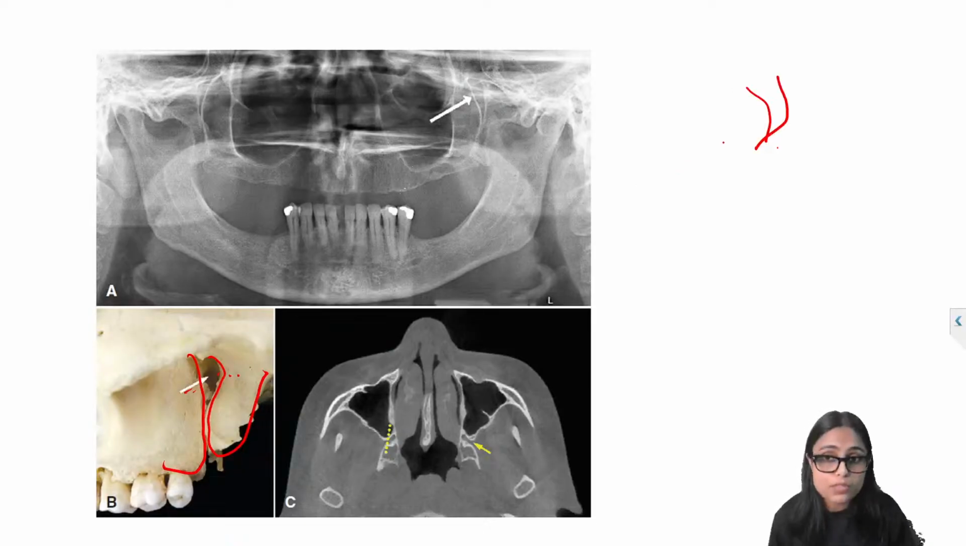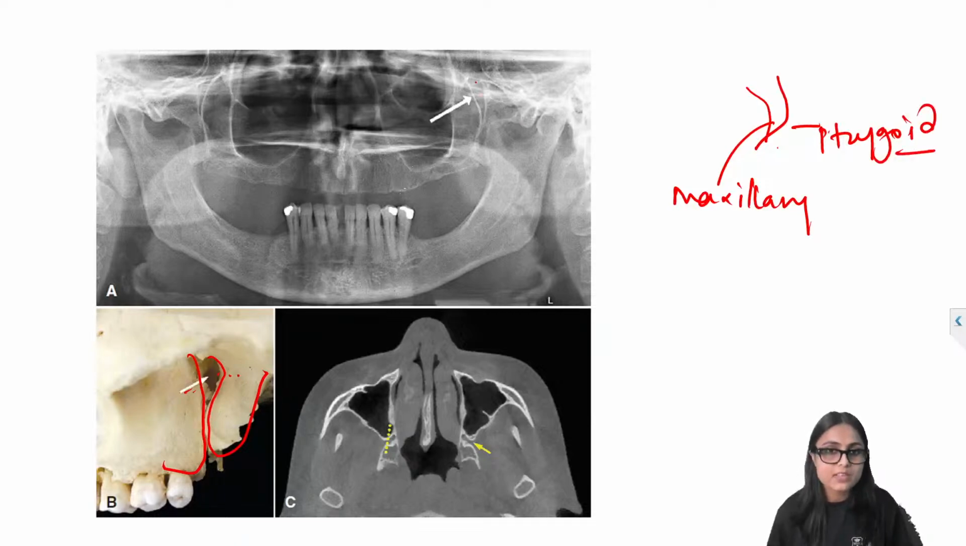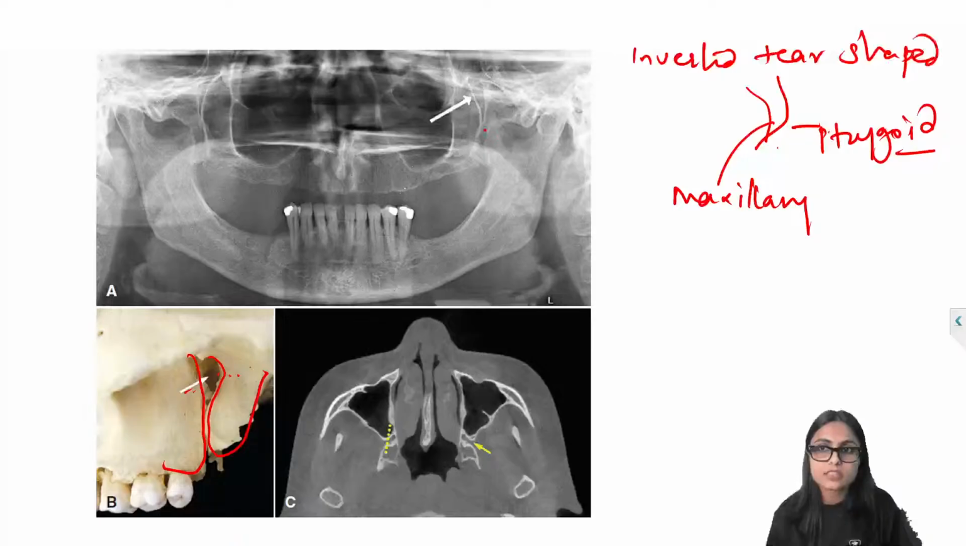Which are these two bones? The first bone is the maxillary bone. The second bone is the pterygoid bone. So the space or fissure is called the pterygomaxillary fissure. So the inverted teardrop shaped radiolucency that you see bilaterally on OPG is nothing but the pterygomaxillary fissure.